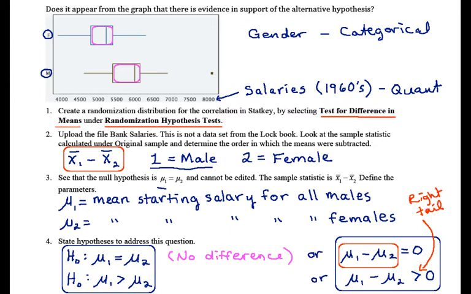But this is why it's so important for us to get the order consistent with what we see in the graph. If set 2 had been our males and we were still writing this in terms of mu1 minus mu2, then we would have to have a left tail test. Because in that case, if males had a higher starting salary, this alternative hypothesis would actually be less than 0. So we really do have to be careful about which set is which as we're setting up and as we're stating our hypotheses.